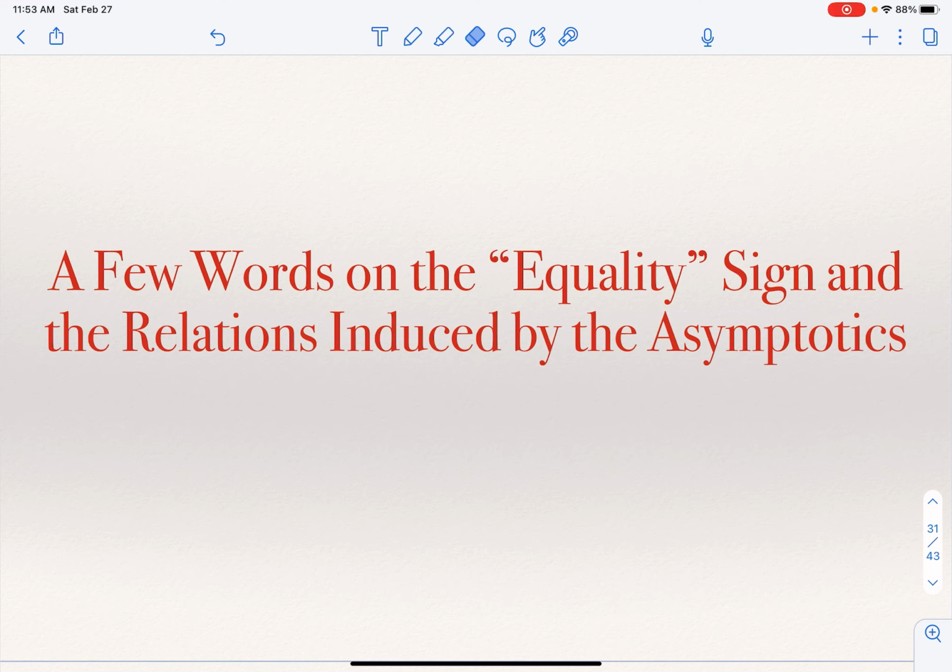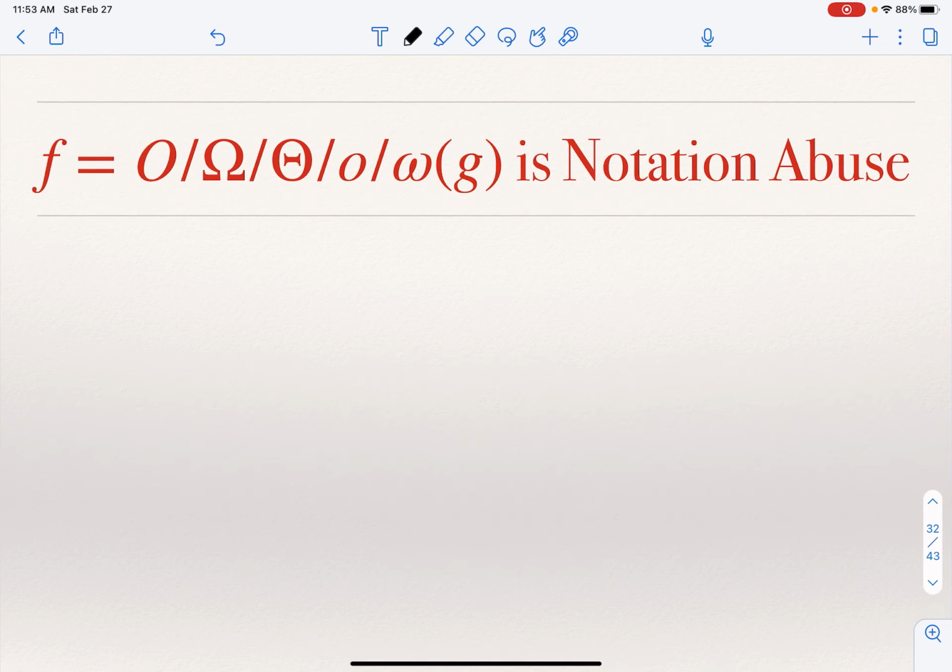So far, we have been using the notation of equal. We have been using the equal sign to talk, for example, about f equals O of g, right? But if you think about it carefully, you will notice immediately that we are abusing this notation, the equal sign. And the reason for that is that if you look at the big O of g, it is not a function.